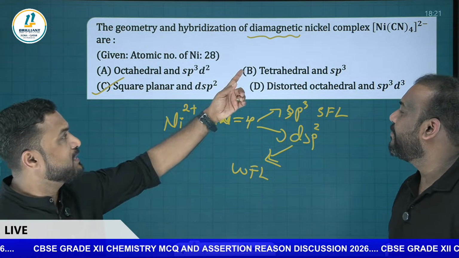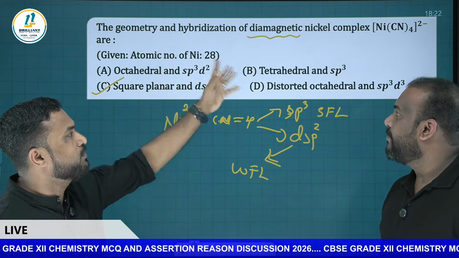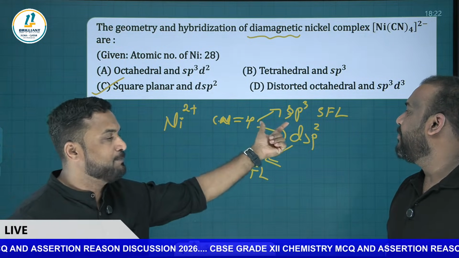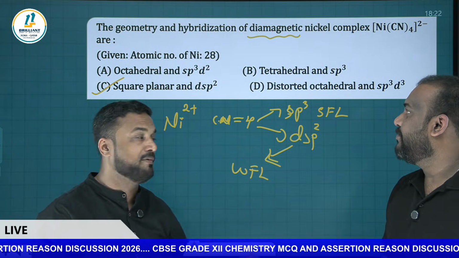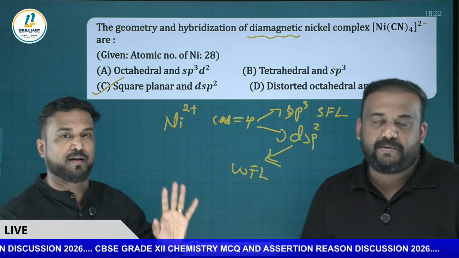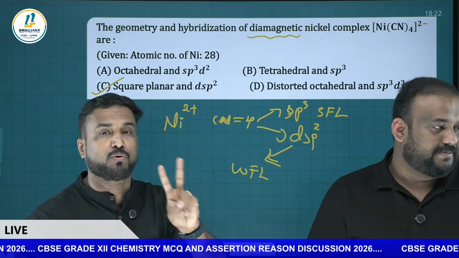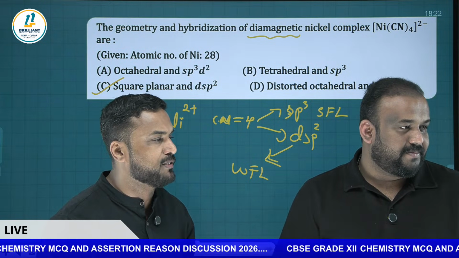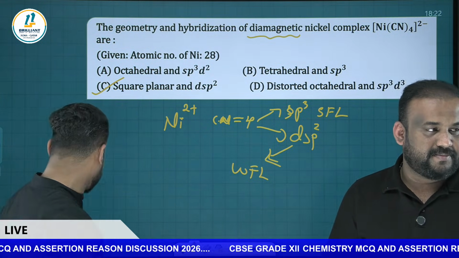So hybridization will be, pairing up will take place, leaving one orbital. So 2 chances are there. Wherever sp3 comes, keep in mind it will be tetrahedral. Wherever dsp2 comes, it will be square planar. Those are the 2 chances only for coordination number 4. And coordination number 6 means there is no doubt, all the time it will be octahedral. Okay, we will go to the next one.